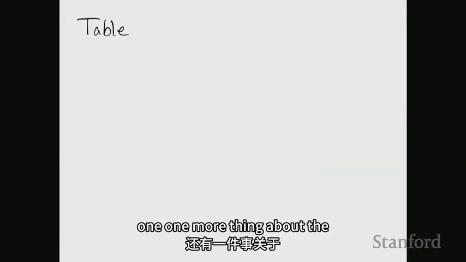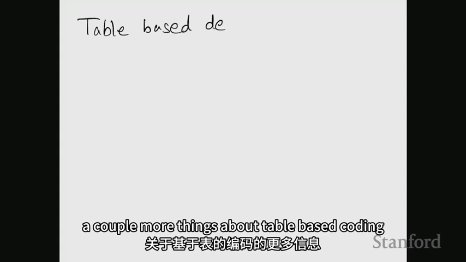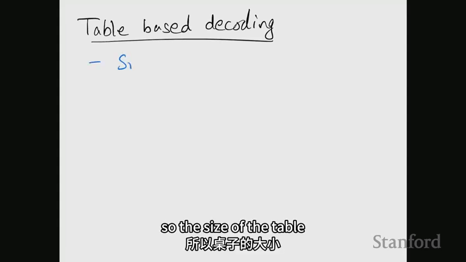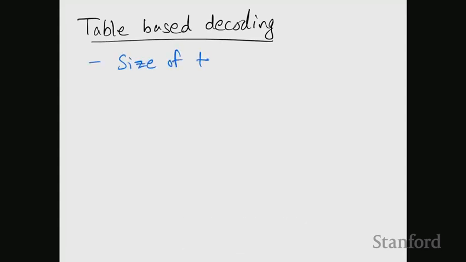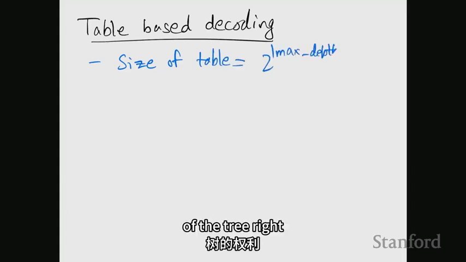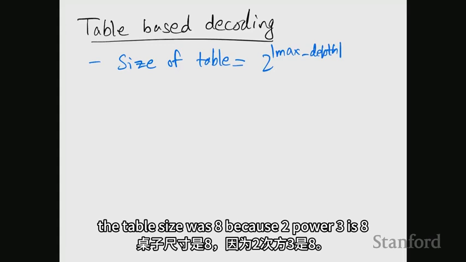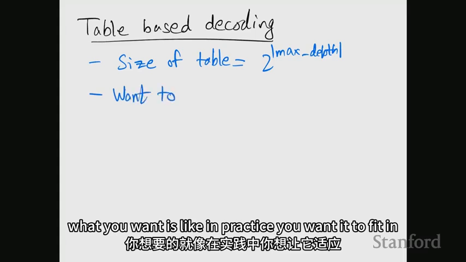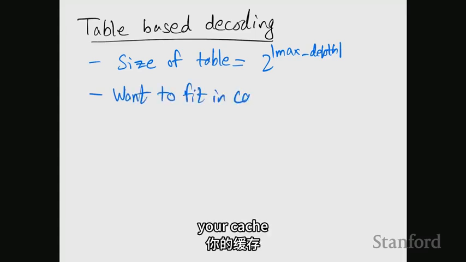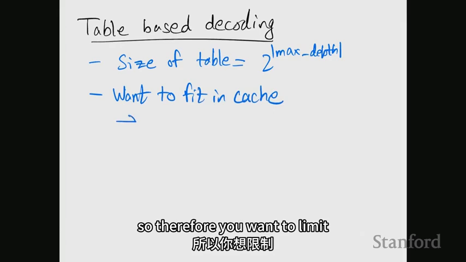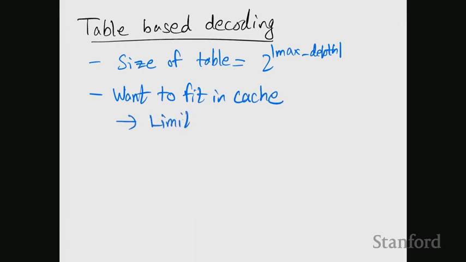So one more thing, a couple more things about table-based decoding. The size of the table is exponential in the maximum depth of the tree, right? We saw that in the last one the table size was 8 because 2 power 3 is 8. And what you want in practice is for it to fit in your cache. So it should be very small so that your decoding can work very fast. Therefore, you want to limit the max depth.